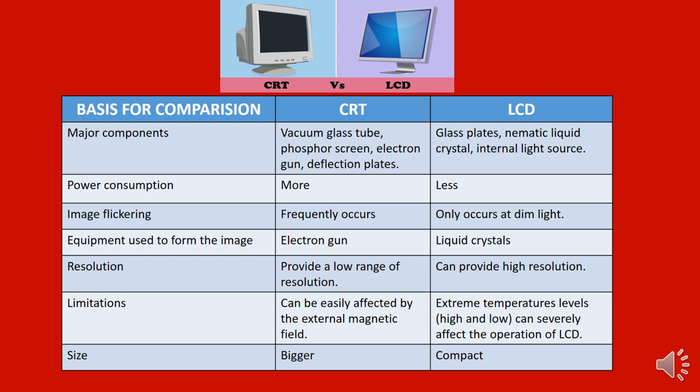Equipment which is used to form the image: in CRT, the electron gun is used to form an image, whereas liquid crystal is the main equipment used to form an image in LCD technology. Now the resolution of CRT is low in comparison to LCD. Here resolution means the picture quality. Picture quality of CRT is low in comparison to LCD.